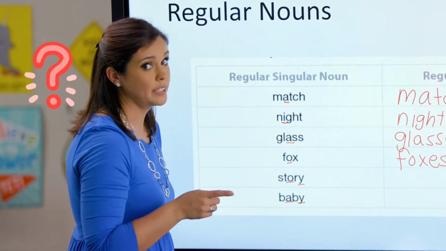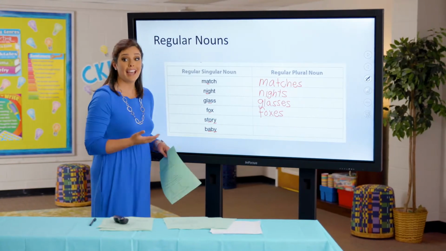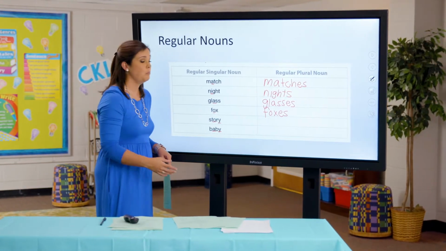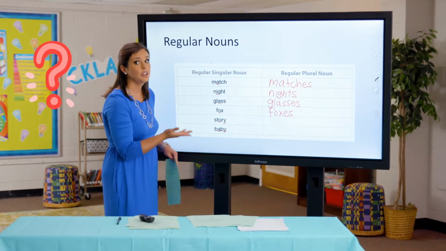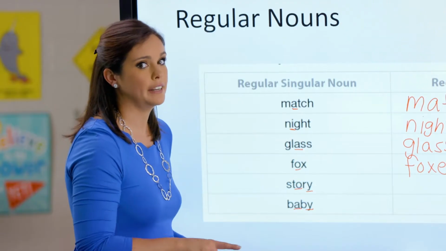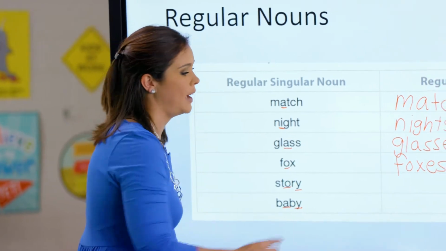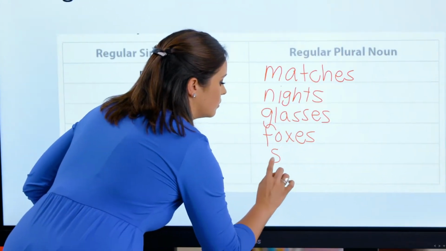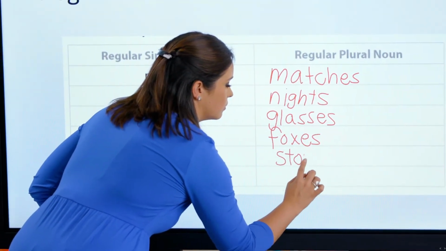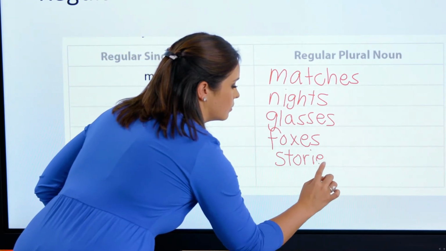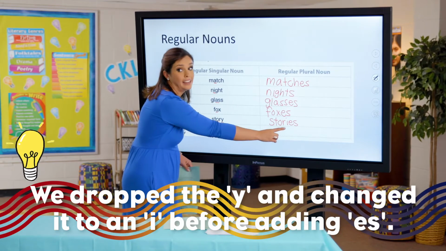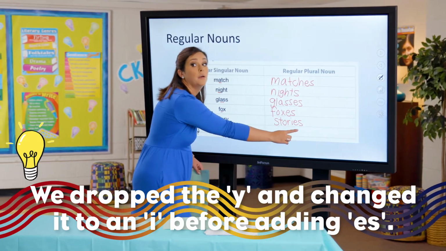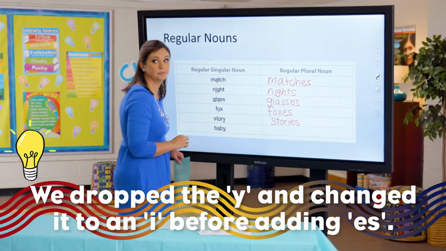Right, stories. And you guys remember from last week when we talked about anytime we add a suffix to a word in Y, what do we have to do? Right, drop the Y for an I. Watch me carefully as I do that. Notice how we've dropped the Y and changed it for an I before adding ES.